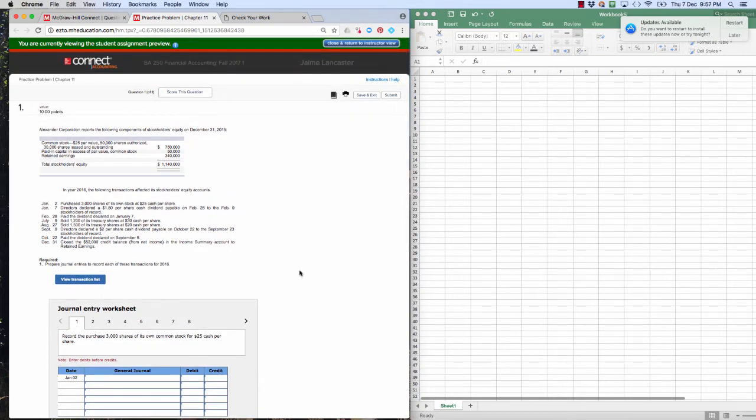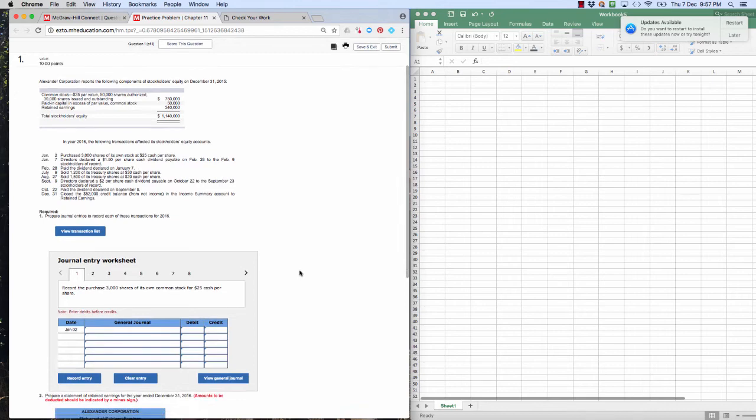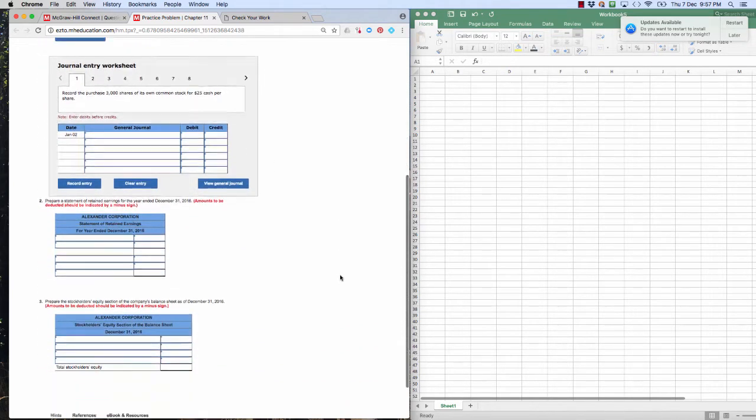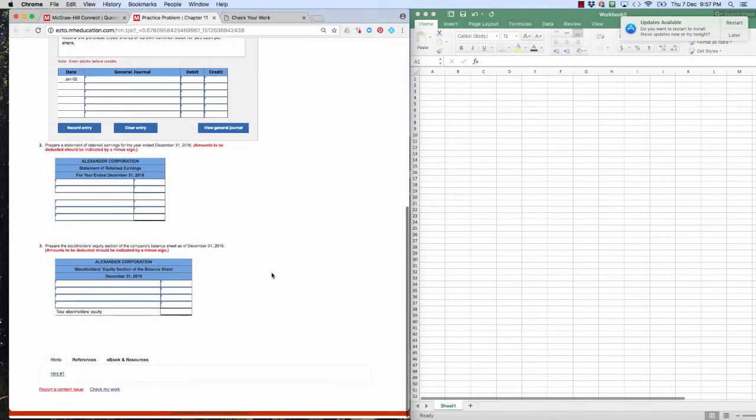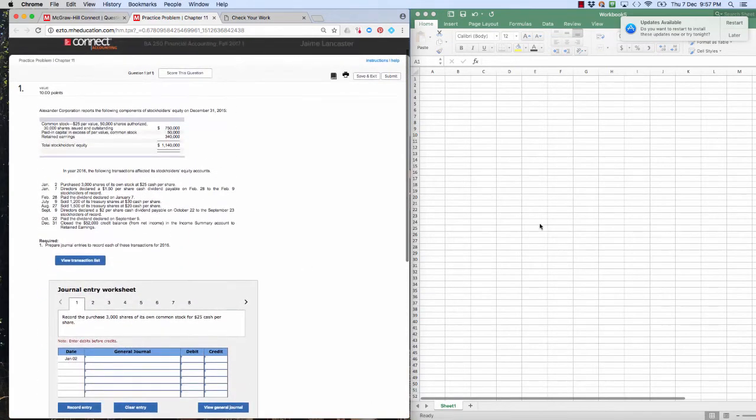So it's got three parts. The first part is a series of journal entries. The second part is creating a statement of retained earnings. And the third part is creating the stockholders' equity section of the balance sheet. So I have an Excel sheet open here in case we need it.